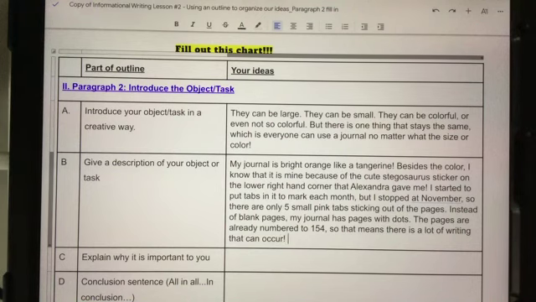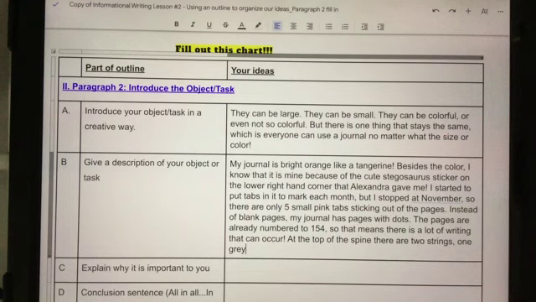Okay, so I stopped at November, so there are only 5 small pink tabs sticking out of the pages. Instead of blank pages, my journal has pages with dots. The pages are already numbered to 154, so that means there is a lot of writing that can occur. At the top of the spine, there are 2 strings, comma, 1 gray and 1 orange, comma, which are used as bookmarks, period.